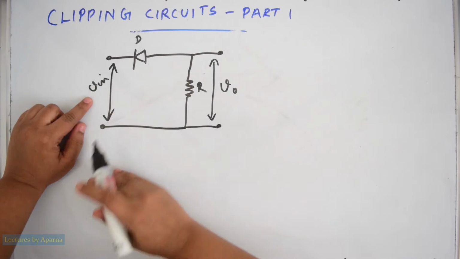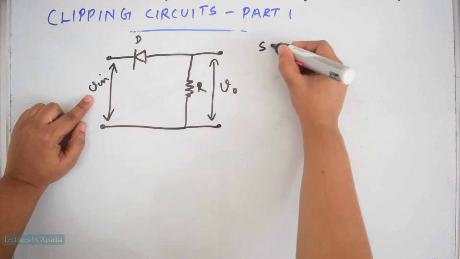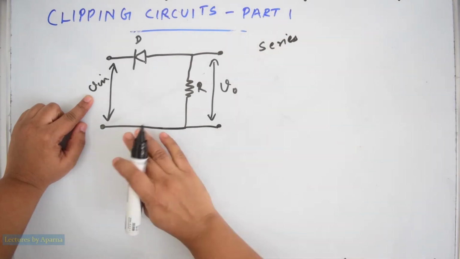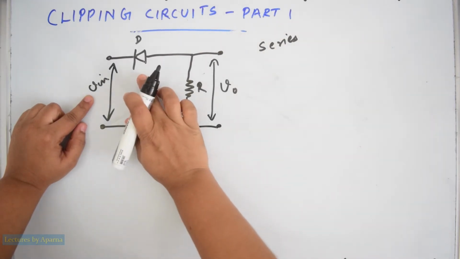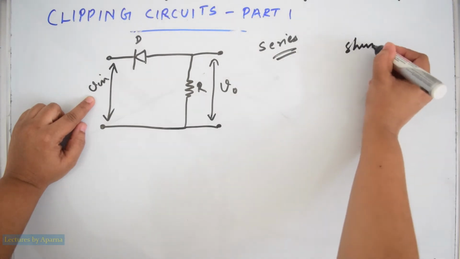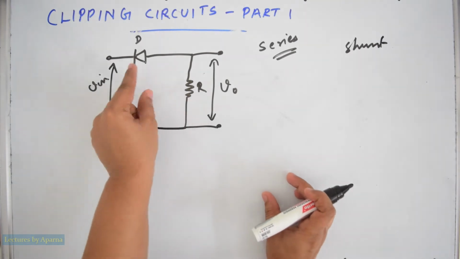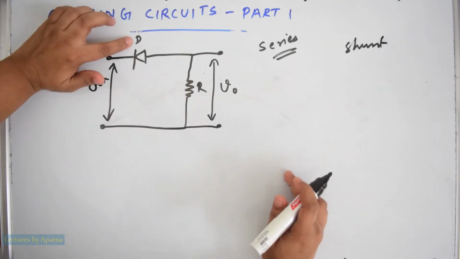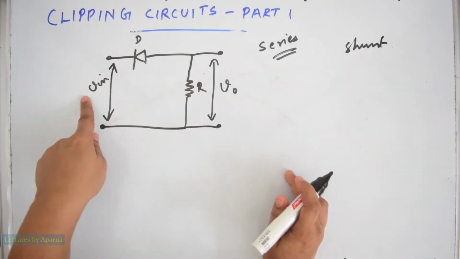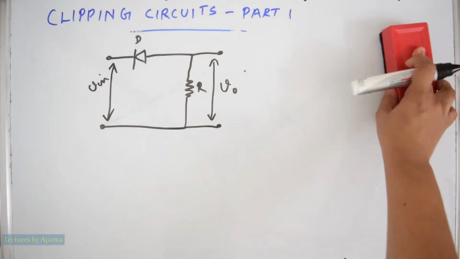Since the diode D is in series with the input wave, it is called a series clipper. Depending on the position of the diode, we call it series or shunt. In shunt, the diode is in parallel with the input wave. In series, the diode is in series with the input wave. So this is a series clipping circuit.